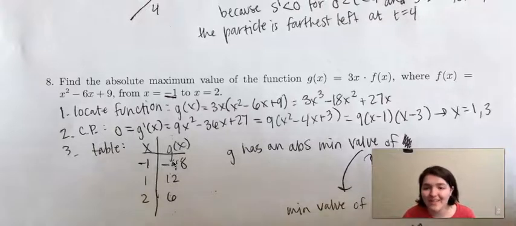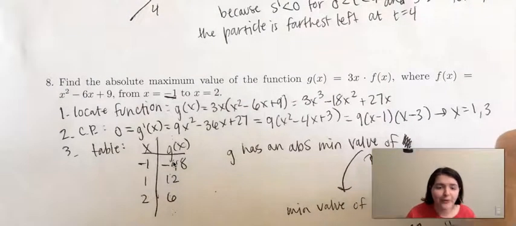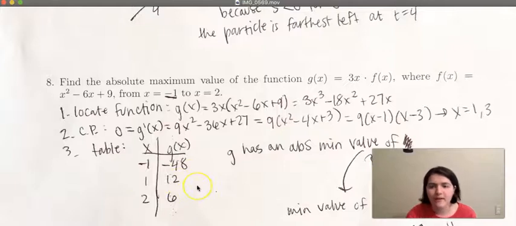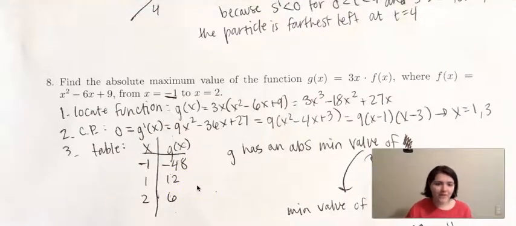But since the question is asking for an absolute maximum, I'll just say it verbally that we would have an absolute maximum of 12 at x equals 1, because 12 is the greatest number out of those. So there we go. There's our video.